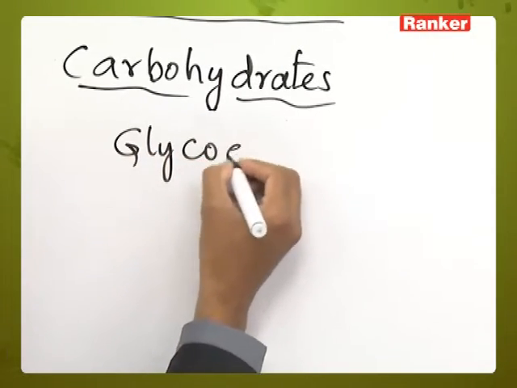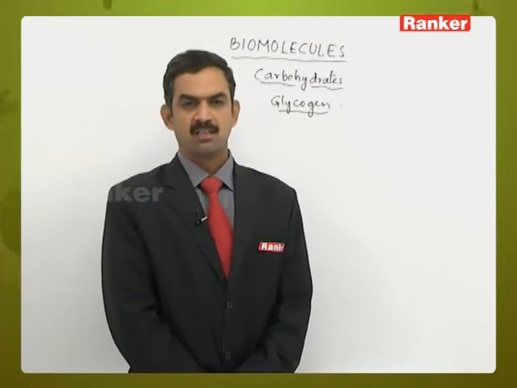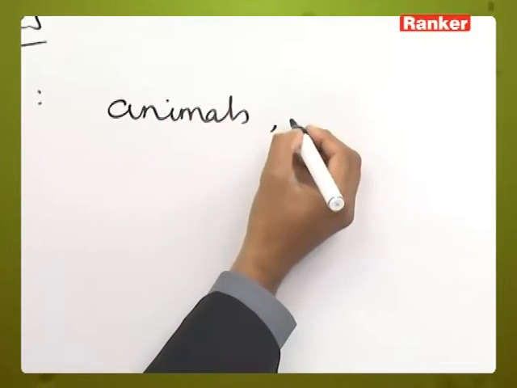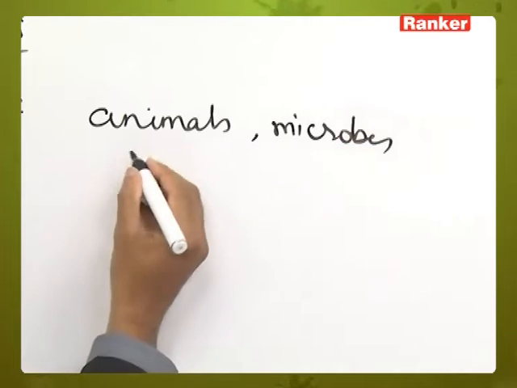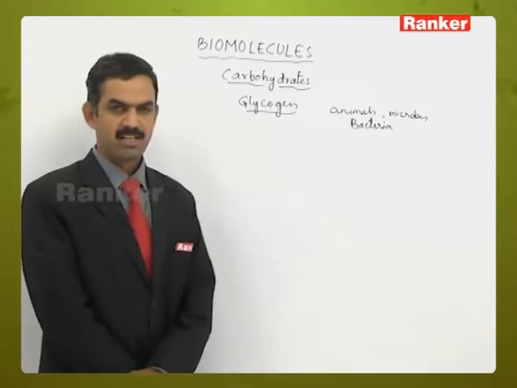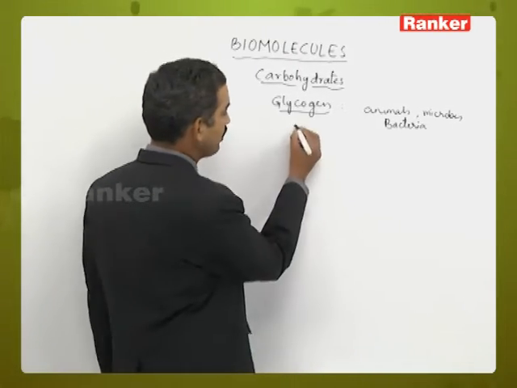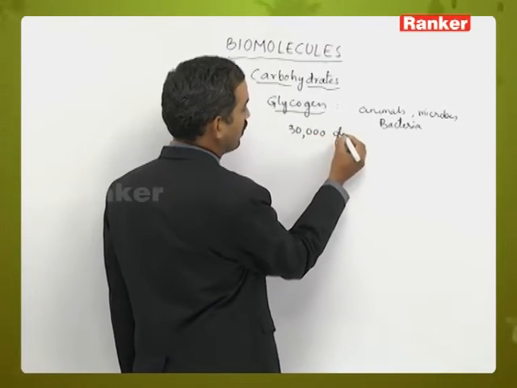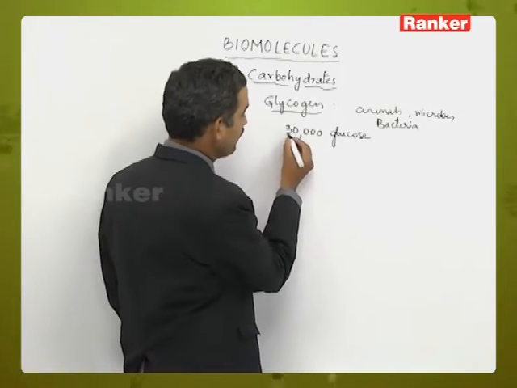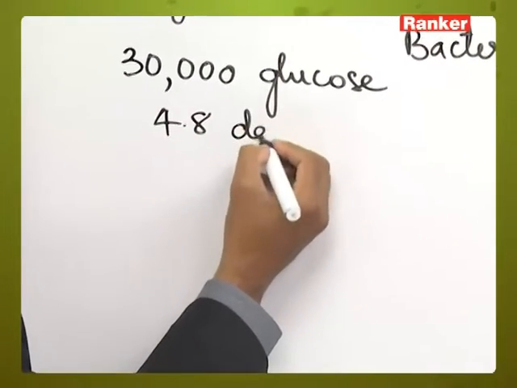glycogen. Glycogen is an abundant type of polysaccharide which is present in animal bodies, and particularly in microbes, particularly in bacteria we can say. They are present in the bacteria and some of the animals, and here the glycogen is made up of nearly 30,000 glucose molecules. Repeated units of glucose are present, and because of these 30,000 glucose molecules, it is showing a molecular weight of about 4.8 Daltons.